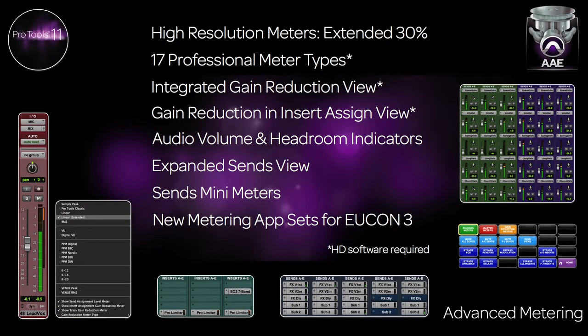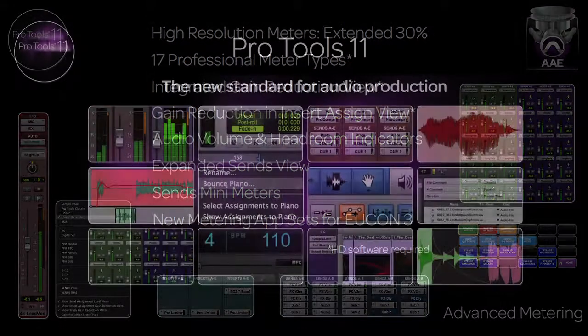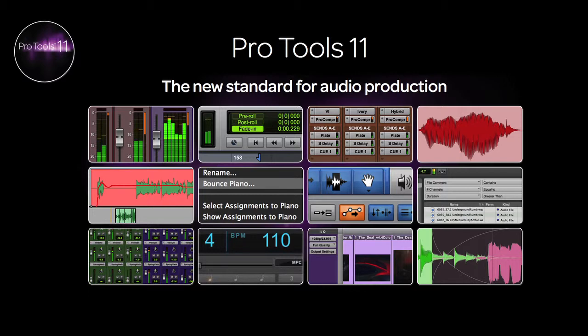The new metering capabilities of Pro Tools 11 really show off just how powerful the new Avid audio engine is. All of the different meter types and ballistics, gain reduction views, and new send meter options help to make Pro Tools 11 the new standard for audio production.